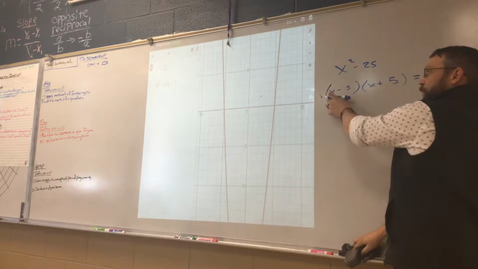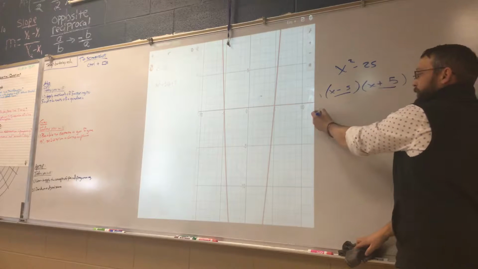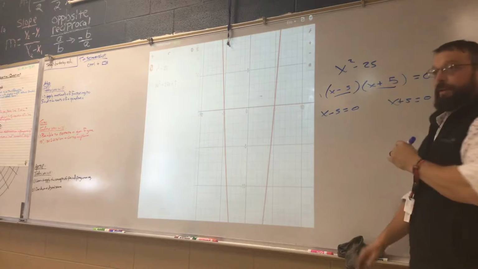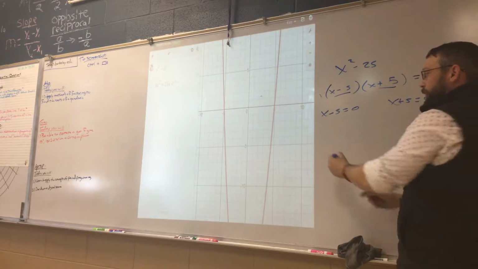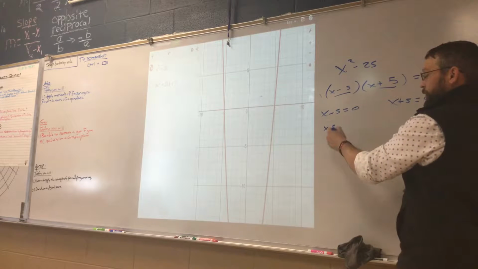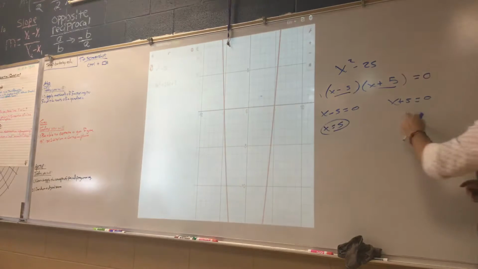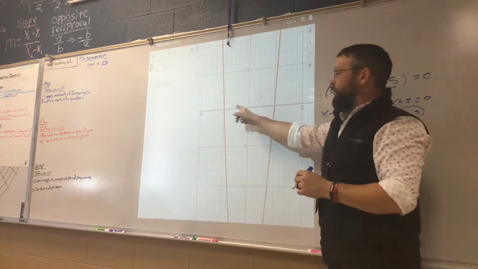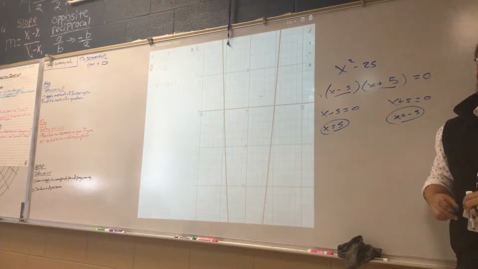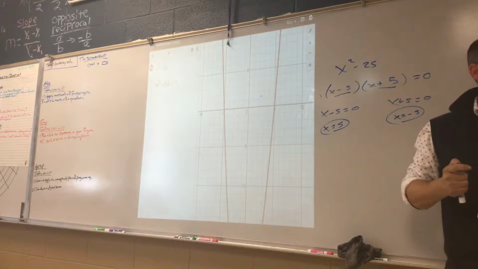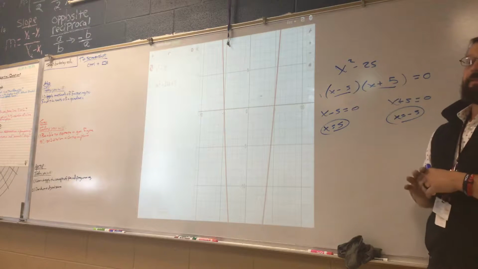So what we'll be doing today is taking each factor, setting them equal to 0, and solving for x. So with this one, what would be your answer? 5. Ooh, that took a while. Okay. All right. So what's this one? Yeah. All right. So look at your x-axis. Where are they hitting? 5 and negative 5.